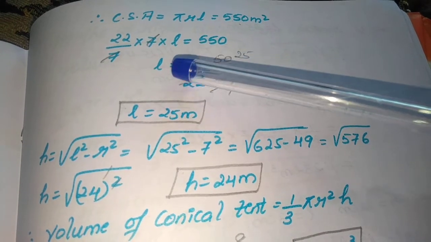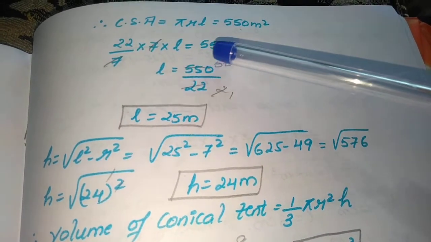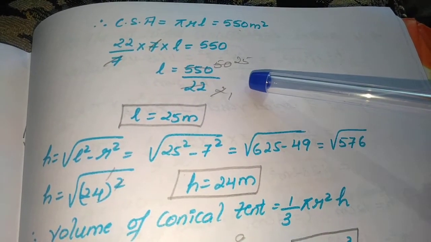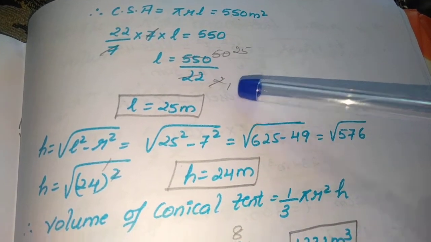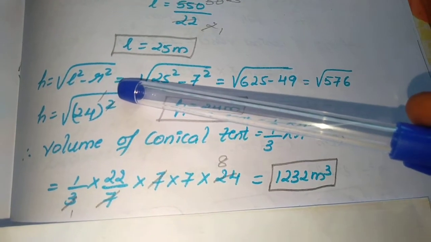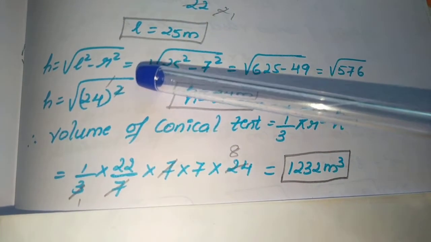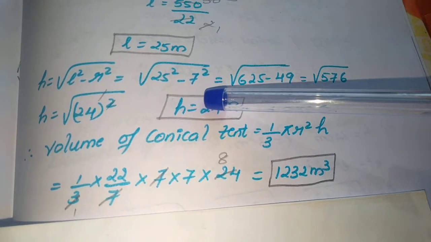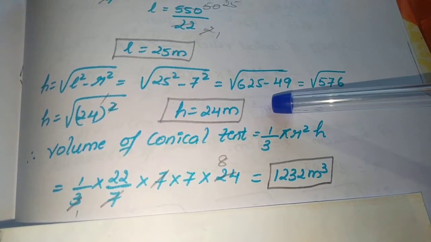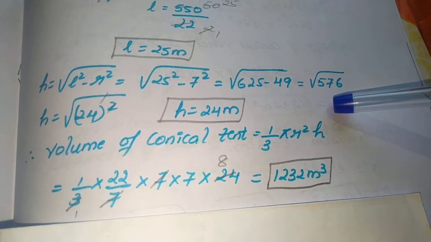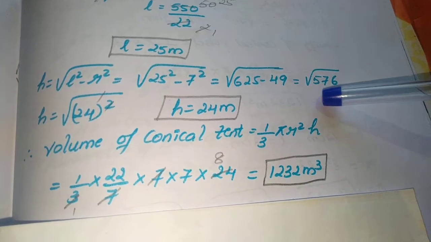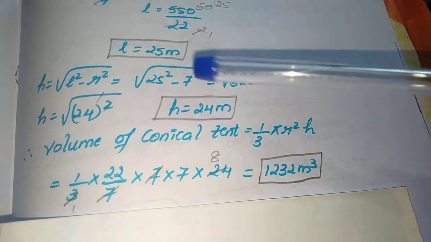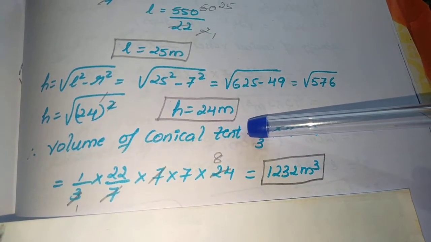I need to find out slant height first. So 550 by 22, here 7 got cancelled. So further I will get L as 25. Now h is equal to square root of L square minus R square, that I know. Now I will substitute 25 square minus 7 square is equal to 625 minus 49. Answer is 576. Whose square is 576? 24 square is 576. So square and square root get cancelled. H value I will get as 24 meters.